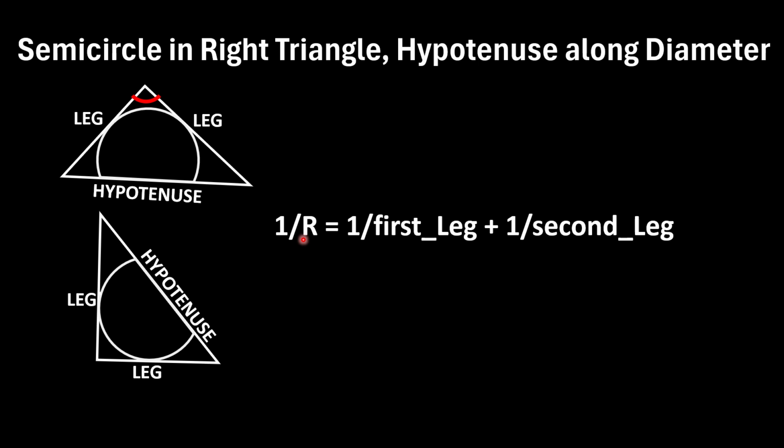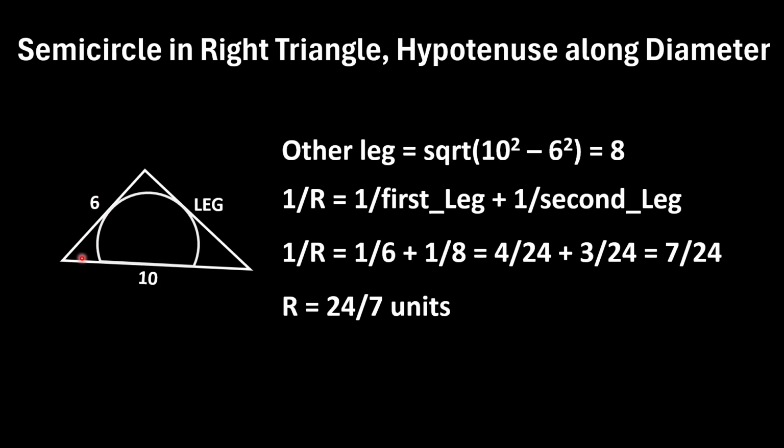1 by r, 1 by radius, is equal to 1 by one of the legs plus 1 by the other leg. So 1 by r equals 1 by first leg plus 1 by second leg. Let us see an example.